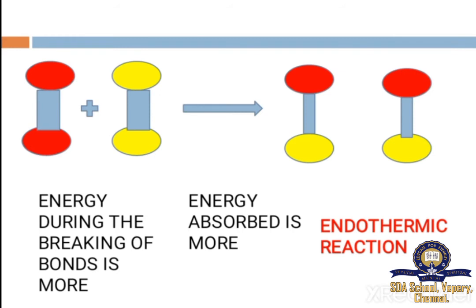I repeat this once again. Energy required during the breaking of bond is more. The energy absorbed is more. Therefore, this reaction is known as an endothermic reaction. This is the exact opposite of the exothermic reaction. So, I hope now you all understood why there is a change in energy during a chemical reaction.